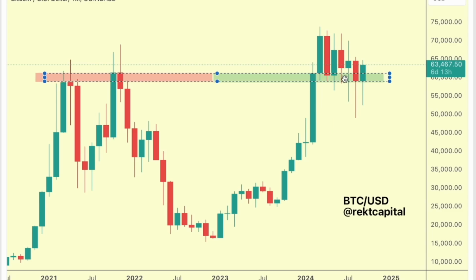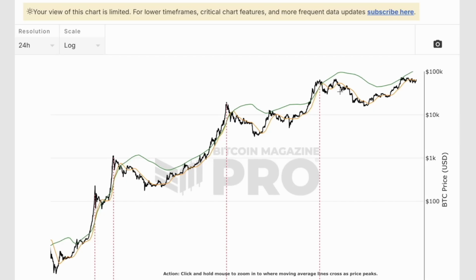And now, 7 months in the making, this support has been holding as a key demand area, lots of buy-side pressure operating in this region, which is a far cry to what we've seen 3 years prior to that, where we'd just reject into a really deep bear market. Whereas here right now, we're holding support quite well for 7 months now.